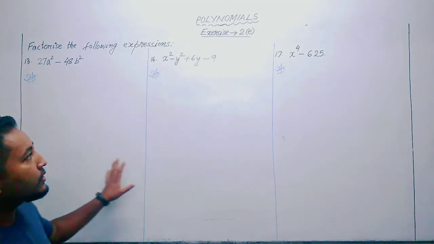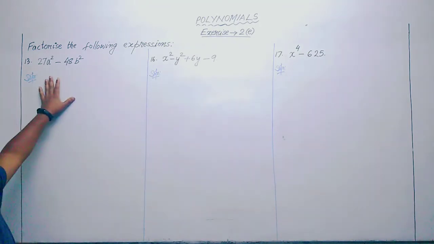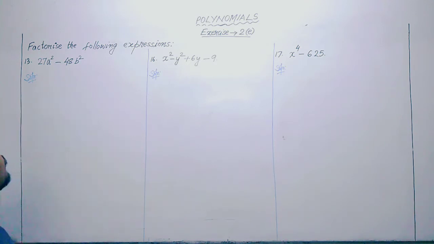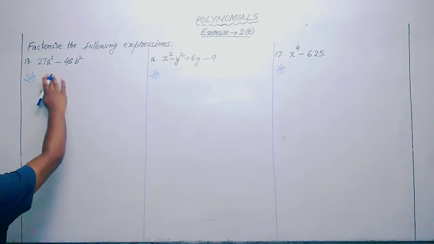Let us try these questions. Now question 13 says 27a square minus 48b square. Let us solve this question.